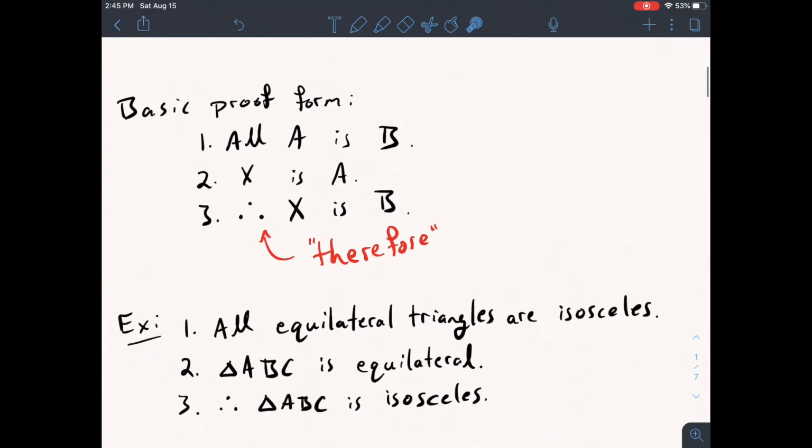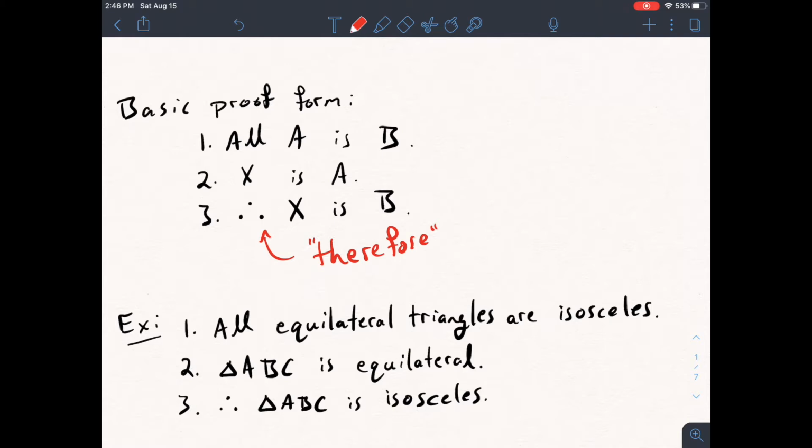A geometry example of this is the following. The statement that we know already is that all equilateral triangles are isosceles triangles. The second statement is that triangle ABC is an equilateral triangle. And then our conclusion, statement 3, is therefore triangle ABC is also isosceles.